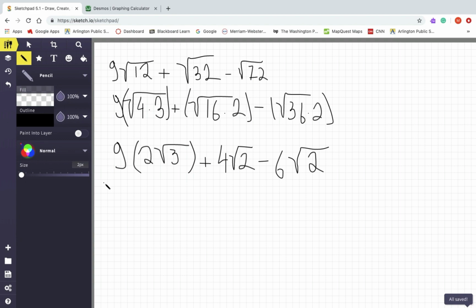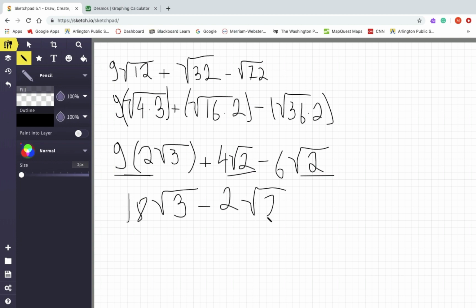After this, you may wonder why we have parentheses here. That's because we need to multiply these together. So 18 square root of 3. Then we combine like terms for this one. So 4 plus negative 6 is negative 2. And since these are the same numbers, we just put them together and it's 2. That's the answer.